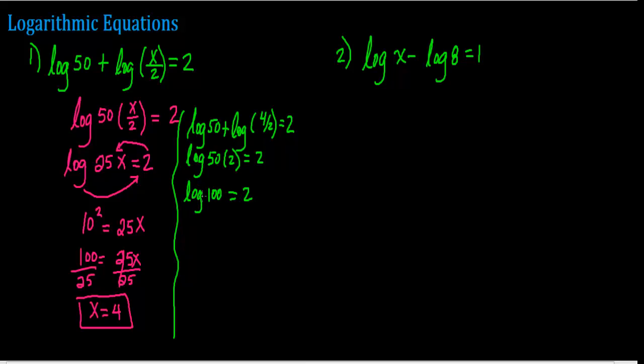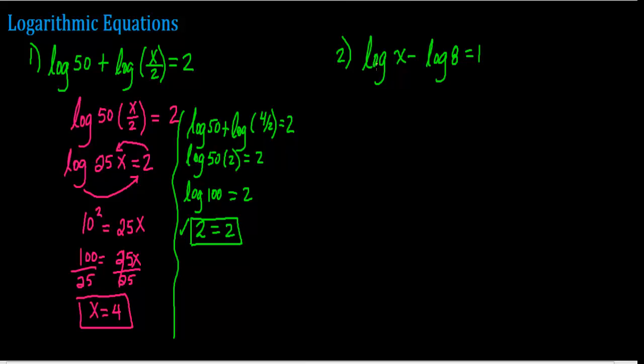What is the log of 100? Well, since this is a base 10, this is asking you 10 raised to what power will equal 100? Well, 10 raised to the second power. So 2 is equal to 2. It checks out. That means that this answer is correct. Let's do the second example.